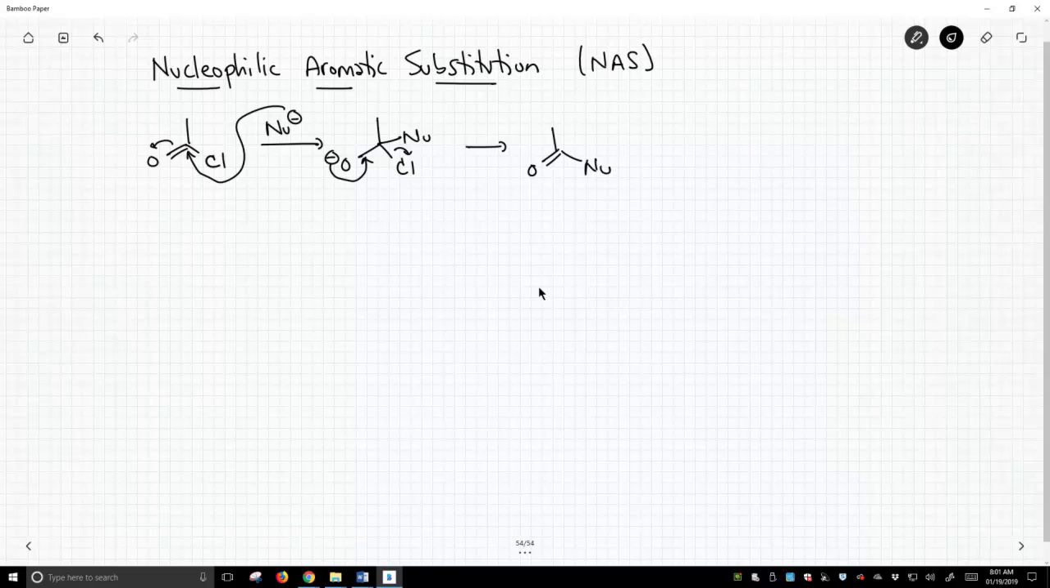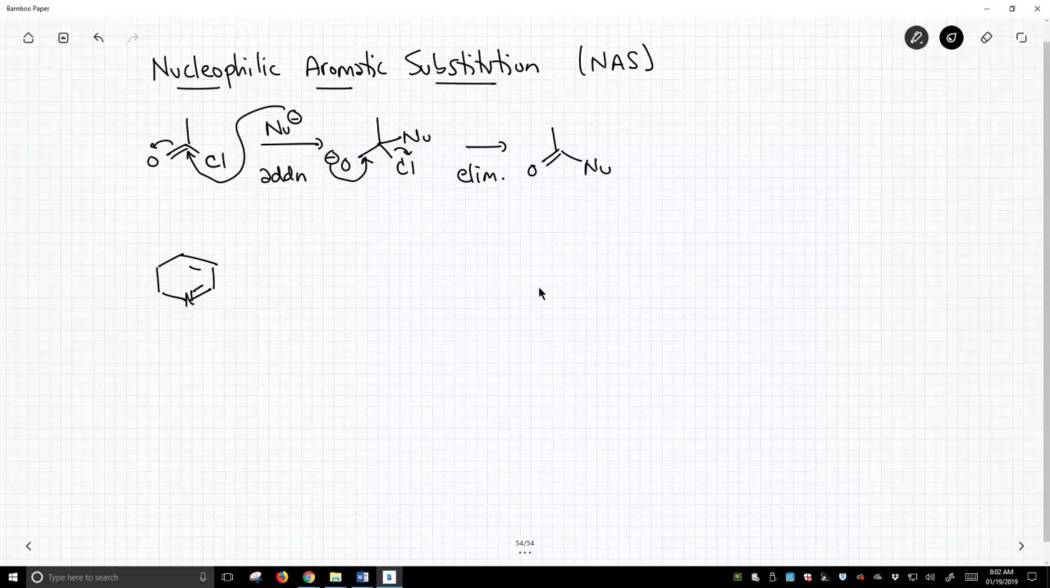Note this is not an SN2 reaction. SN2 reactions occur on alkyl halides. Our starting material is an acid chloride. It's not an alkyl halide. It's not an sp3 hybridized carbon. It's sp2. So we go through this different process. It starts with an addition and ends with an elimination to reform our double bond. Okay, so we've seen all of this before, and whether it feels familiar or not, we've definitely seen it.